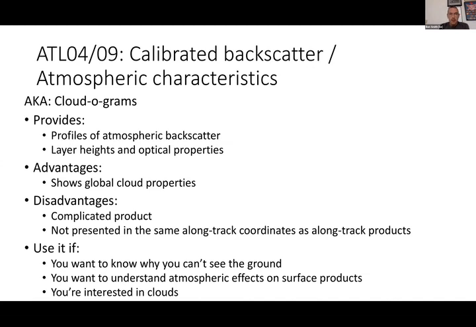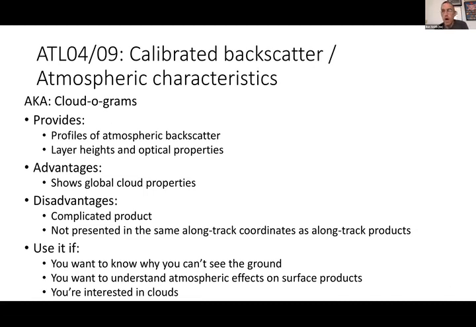The last products I'm going to talk about are ATL04 and 09, the calibrated backscatter and atmospheric characteristics. I'm calling these cloudograms because they let you look at what the atmospheric channel of ICESat showed. So these together provide profiles of atmospheric backscatter. They provide layer heights and optical properties. The advantages of these is that they show global height cloud properties.